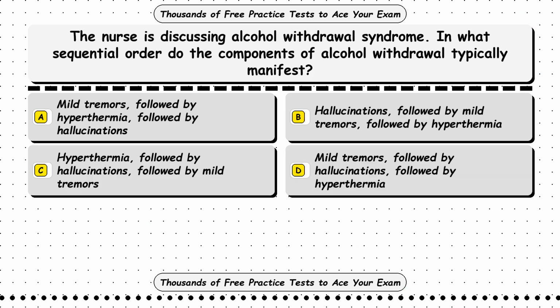Question 47. The nurse is discussing alcohol withdrawal syndrome. In what sequential order do the components of alcohol withdrawal typically manifest? Option A, mild tremors, followed by hyperthermia, followed by hallucinations. Option B, hallucinations, followed by mild tremors, followed by hyperthermia. Option C, hyperthermia, followed by hallucinations, followed by mild tremors. Option D, mild tremors, followed by hallucinations, followed by hyperthermia.